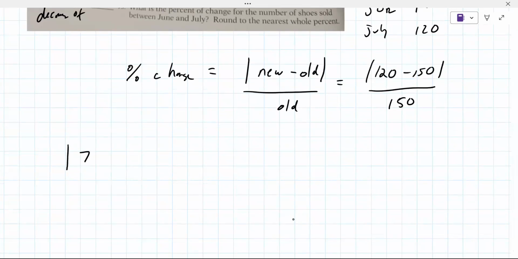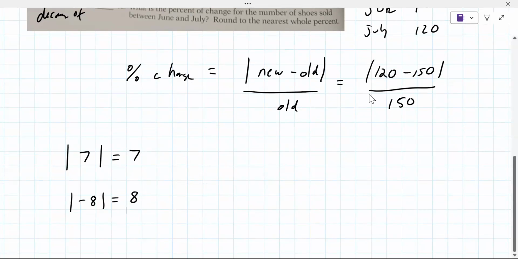I'll give you an example. The absolute value of 7 is 7. The absolute value of -8 is 8. What do you notice about these numbers? We get rid of the negative? Yes.